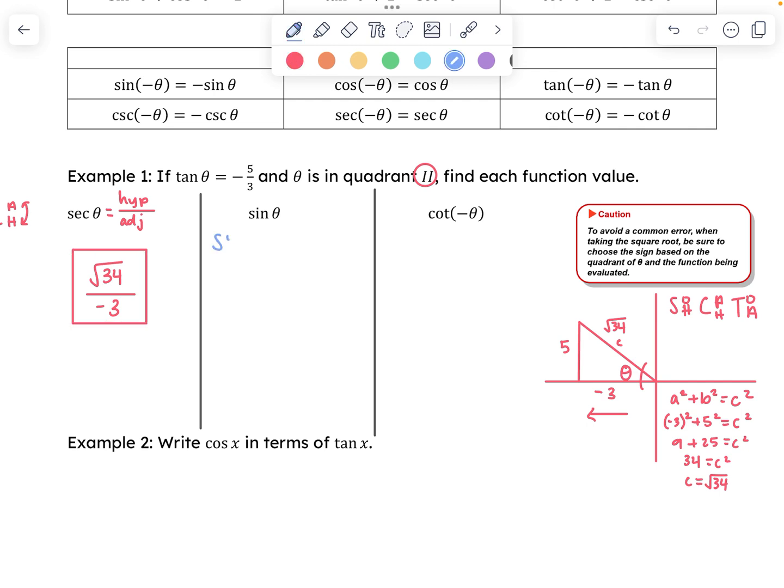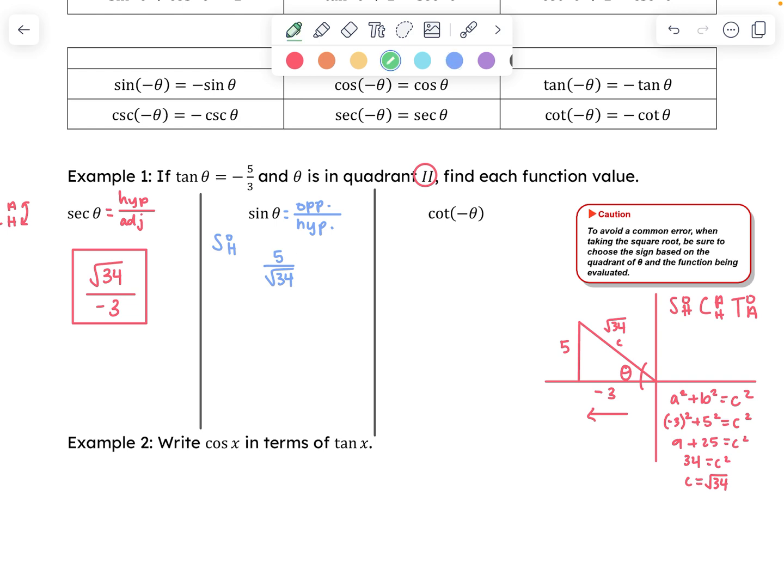Sine is using my SOH, so we don't have to flip it. It's just sine, so it's going to be my opposite over my hypotenuse. My opposite is going to be my 5 over my hypotenuse, which is my square root of 34. Hmm, we cannot leave it like that though. We do need to rationalize our denominator.